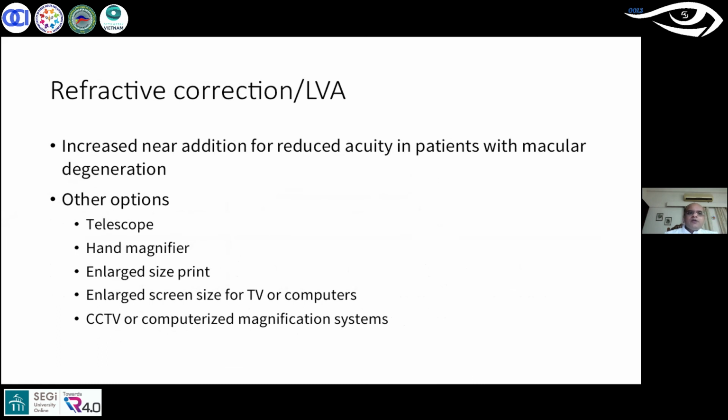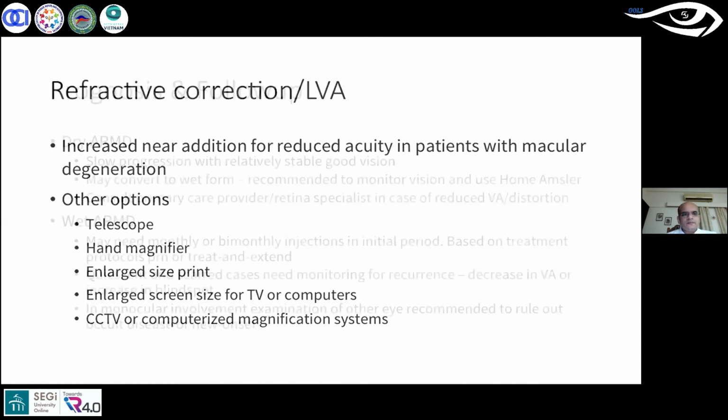In terms of supportive management, we usually give these patients an increased near addition for reduced acuity. The other options obviously remain low vision aids such as telescopes, hand magnifiers, and enlarged size prints. With technological improvement, we have enlarged screen sizes for TVs and computers, closed circuit TVs, or computerized magnification systems that may help these patients get back to some semblance of normalcy, some amount of decent near vision that usually does not affect their quality of life.